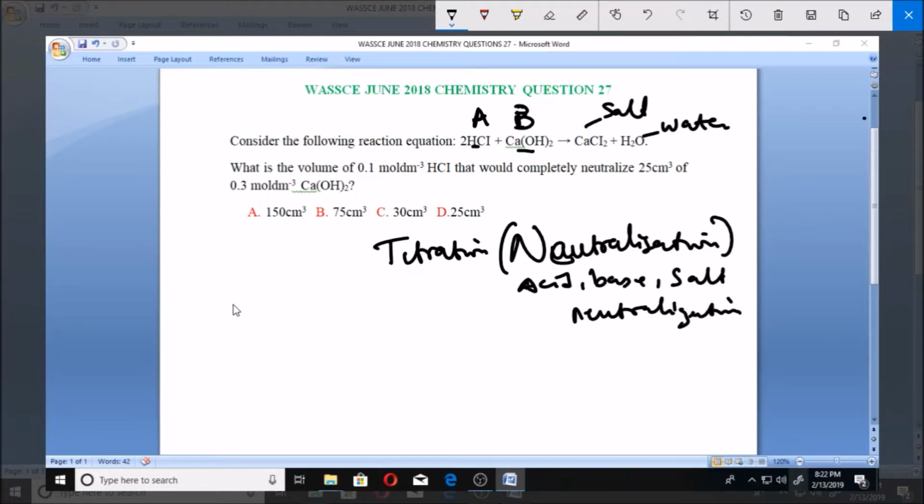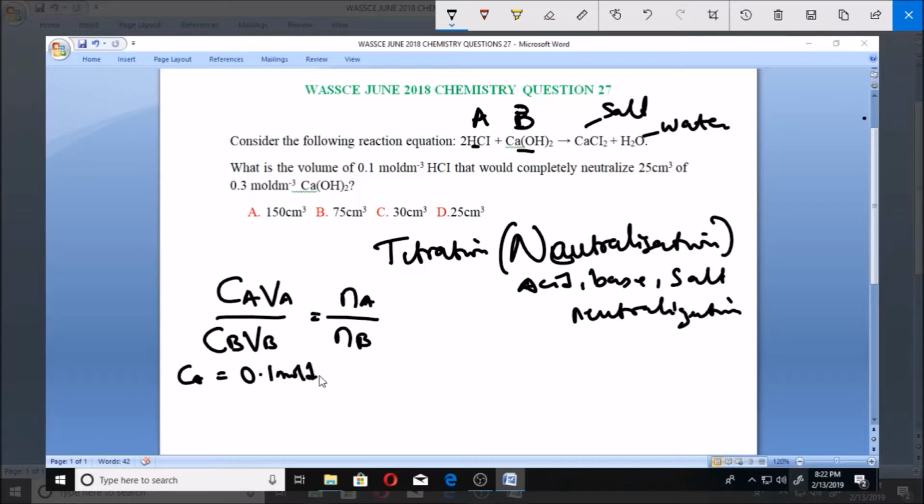So what is the formula that you use in solving a neutralization reaction? We have concentration of the acid times volume of the acid, all over concentration of the base times volume of the base, equal to the number of moles of the acid all over the number of moles of the base. So that is the formula we are going to use, and we are given that the concentration of the acid is 0.1 mol/dm³. That is what is given, because HCl is the acid, and you can see that is the concentration given.